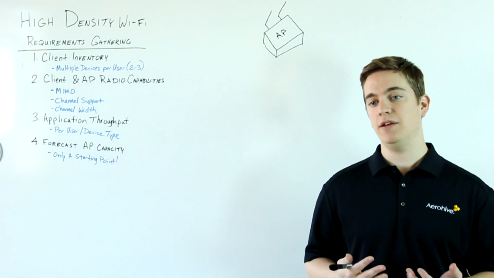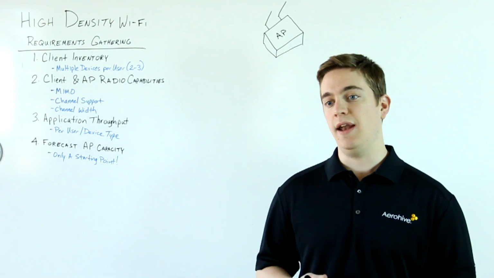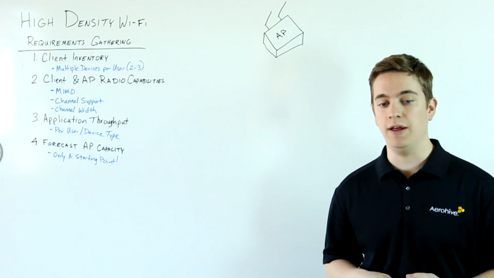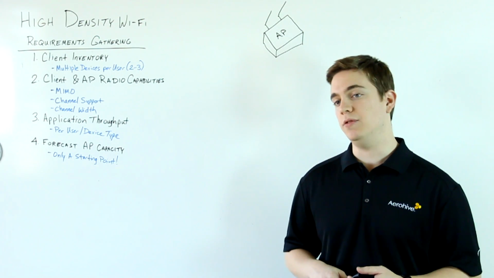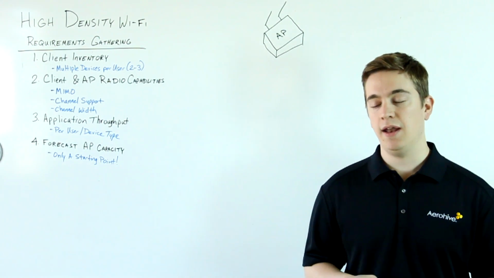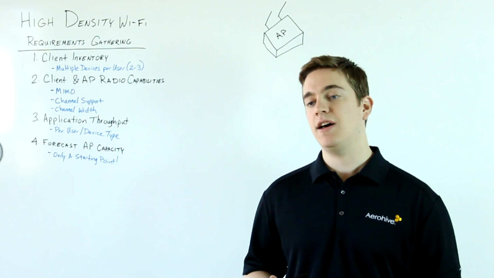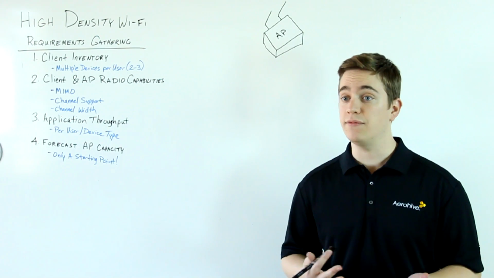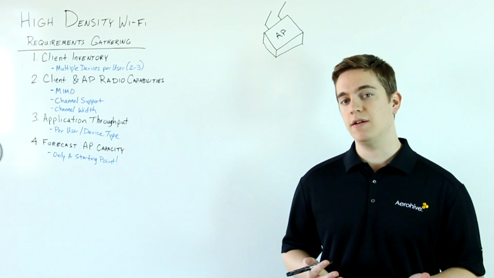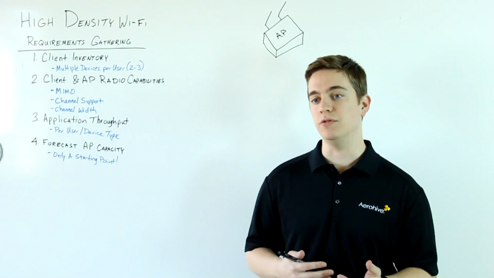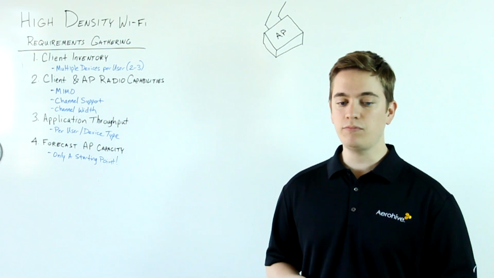We need to start taking into account client capabilities and application throughput capabilities in order to make sure we have enough capacity for the Wi-Fi network. And this is because Wi-Fi uses over-the-air transmissions, or RF. And in this case, airtime is the limited resource that multiple clients are contending for. With limited airtime, each client only gets a piece of the pie, or a piece of that RF spectrum to use at a given time.